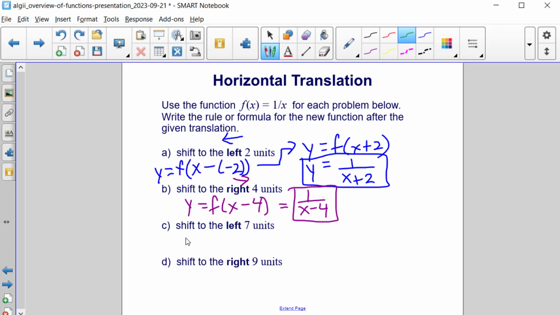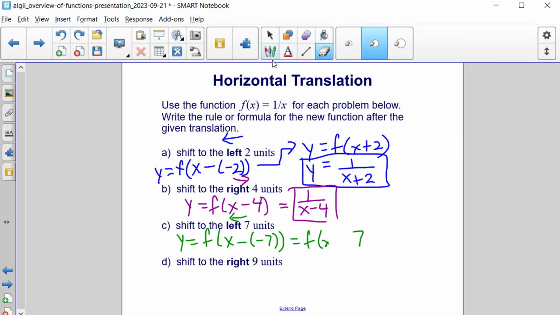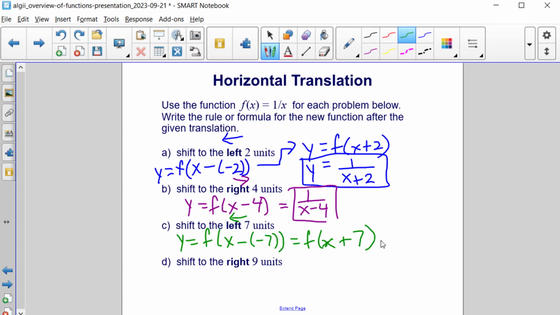Now let's look at example C. We're going to shift the graph to the left 7 units. So we're going to have that y is equal to f of, and then x minus, and we're going to the left, -7. That is equivalent to f of x plus 7. Oh, that parenthesis should not be there. The x plus 7 is inside of the parentheses. And then if we write it in terms of the function 1 over x, it will be 1 over x plus 7.